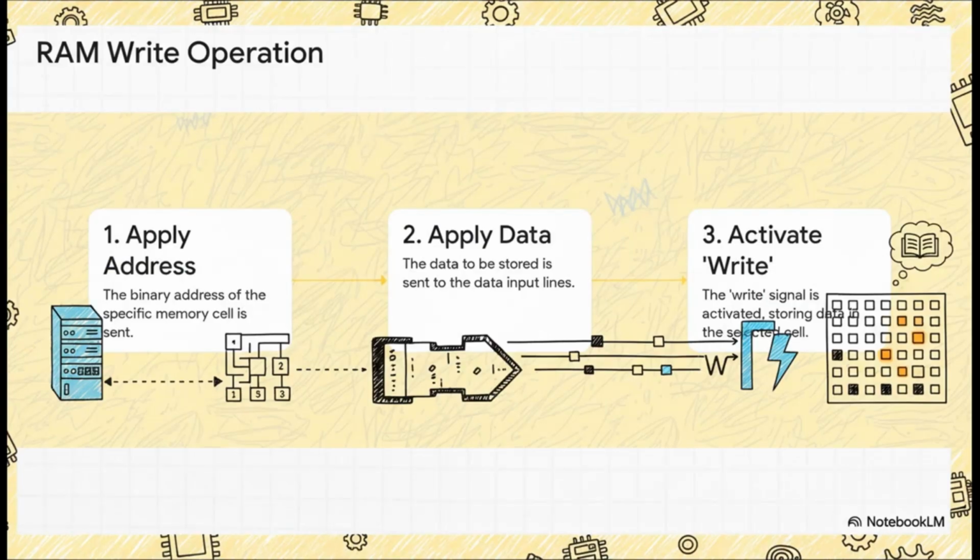So how does that work in practice? Well, writing to RAM is a super fast three-step dance. First, the computer sends the exact address where it wants the data to go. Second, it puts the actual data onto the input lines. And third, it zaps it with a write signal, which is basically like hitting the save button for that one tiny cell, all in a fraction of a second.